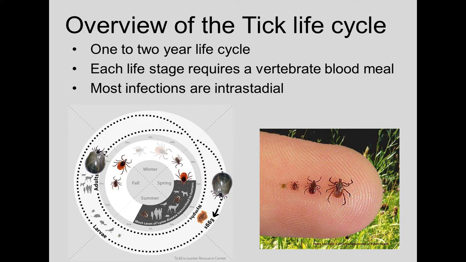Each life stage of the tick requires a vertebrate blood meal. So when the ticks hatch from eggs into larvae, larvae require a blood meal, and then they molt into nymphs, and nymphs require a blood meal to further molt into adults. Males of this species do not feed, whereas the females feed to reproduce. So here you can see that there are multiple time points in their life cycle when they can acquire a pathogen and transmit this pathogen to the next organism when they are feeding on that organism.